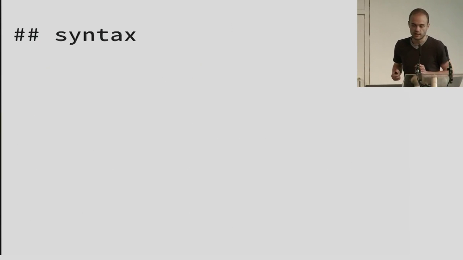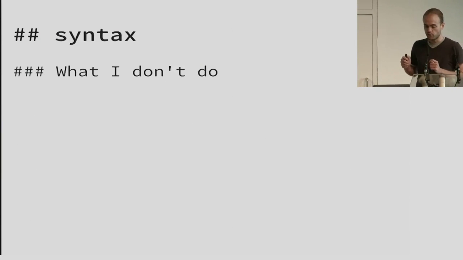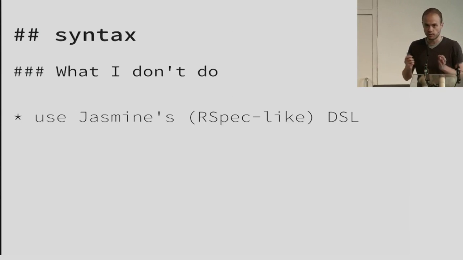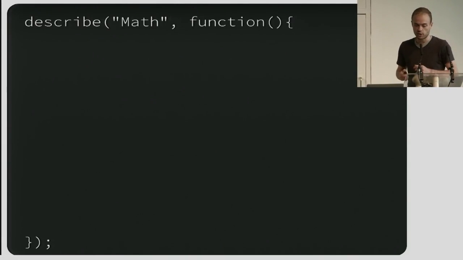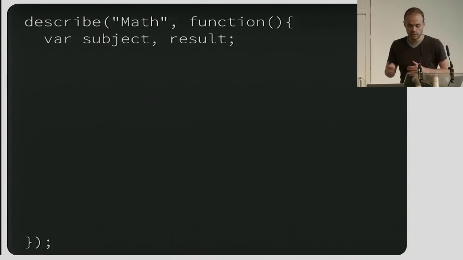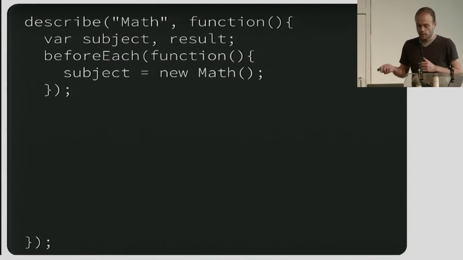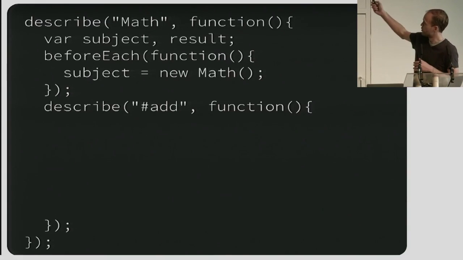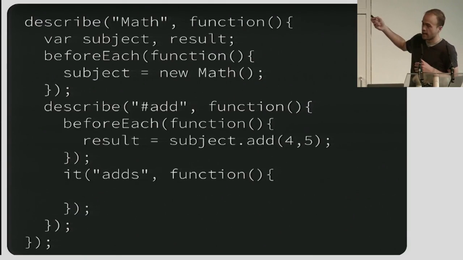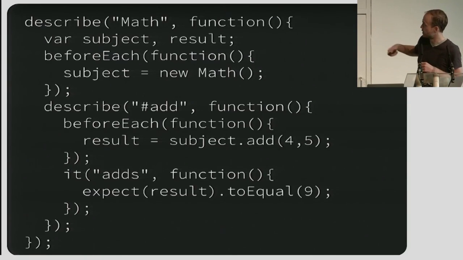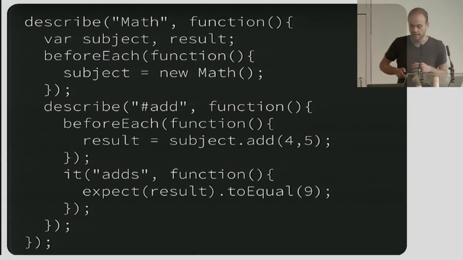So, a little note on syntax. First of all, I'm going to talk about what I don't do. If you're familiar with the Jasmine framework, I don't use the domain-specific language provided by Jasmine, which is inherited from RSpec. If you're not familiar, it looks a little like this. I might describe an object called math with a subject and then a result variable defined. In a beforeEach, I might instantiate the thing that I'm putting under test, and then I might describe some method like add. Here I'd take an action in another beforeEach, and finally I'd have an it block that would specify the result I expect, with an expectation statement like that.